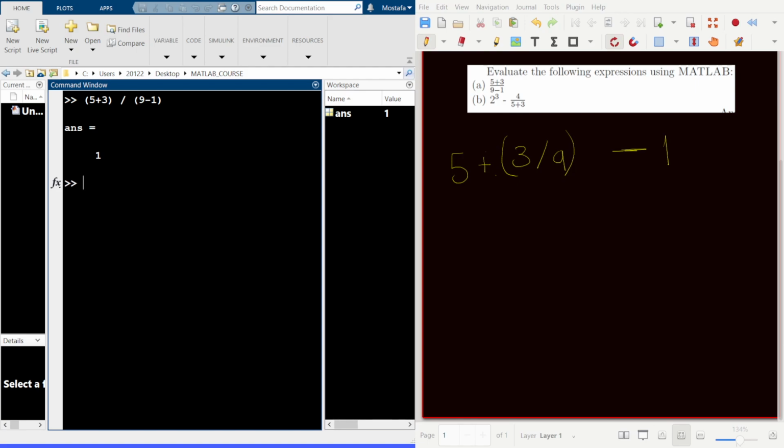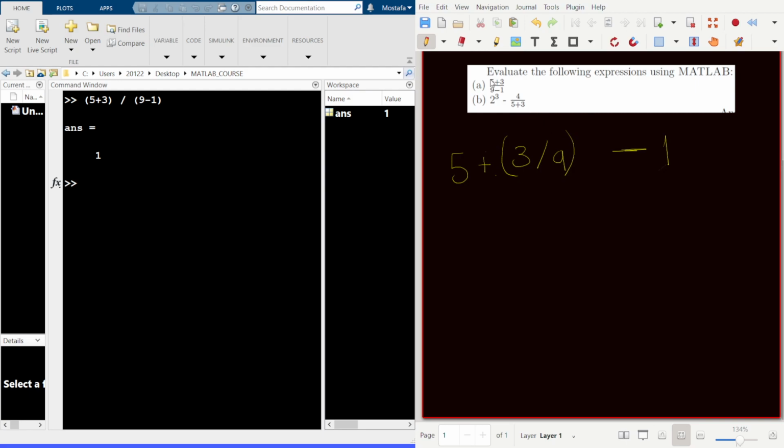Now, let's also do the second exercise, and I recommend that you can actually pause this video at this instant and try to calculate the result of the second exercise before we actually do it. So, the second exercise, I have 2 raised to power 3 and then minus 4 over 5 plus 3. Let's actually see what this will be. This will be eventually 8 minus 4 over 8, and that should be 7.5. So let's actually see how we can write this correctly with MATLAB.